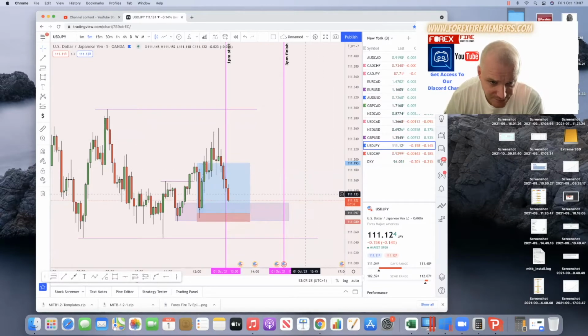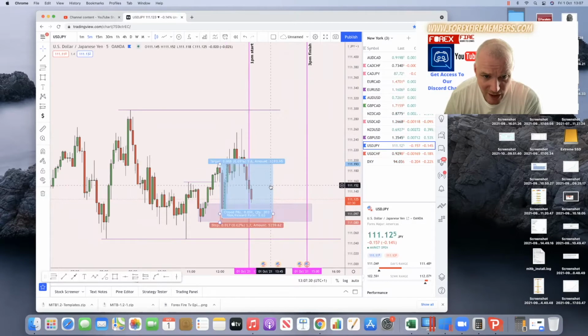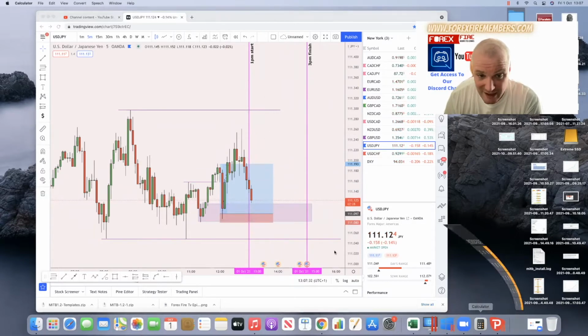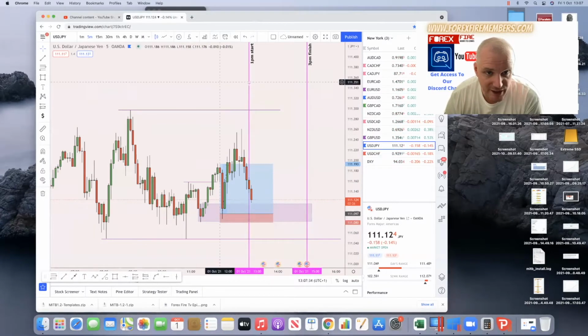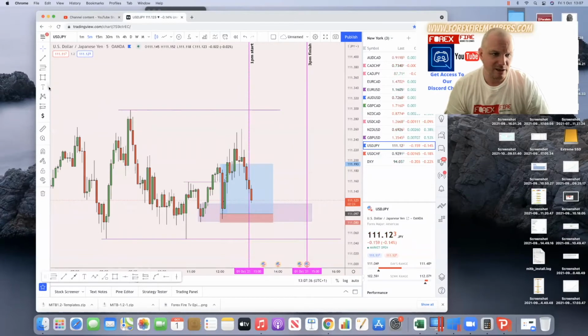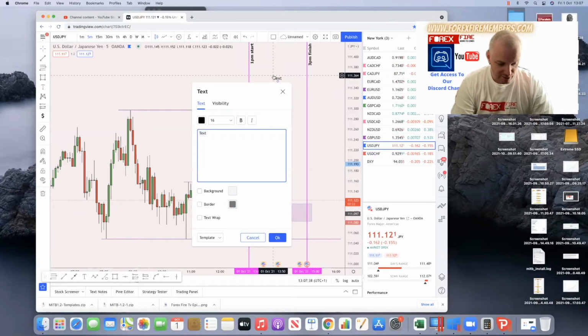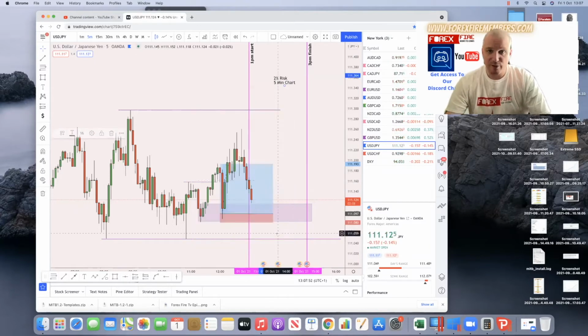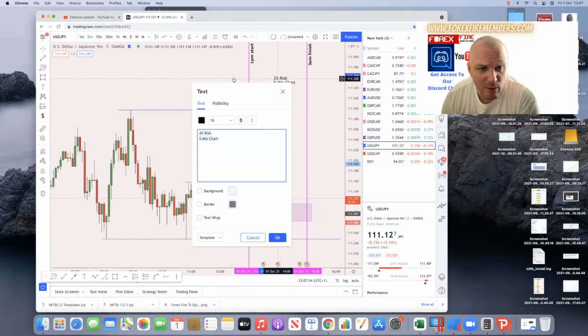Okay, so again, let's just see where we are. From this, we are going to be risking 2% on the 5-min chart. Okay, so I'll leave that up there. We will be risking 2% at a time.